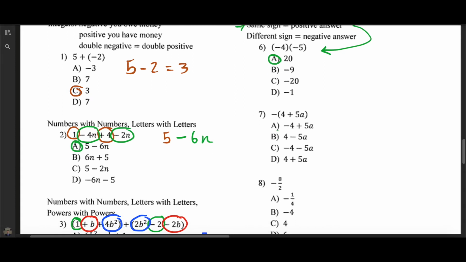In this case, we actually have to distribute this negative. That's what that's telling us to do. So we take this negative and we distribute it inside these parentheses. So we're actually going to get negative 4 minus 5, which would be not that one, not that one, not that one, C.